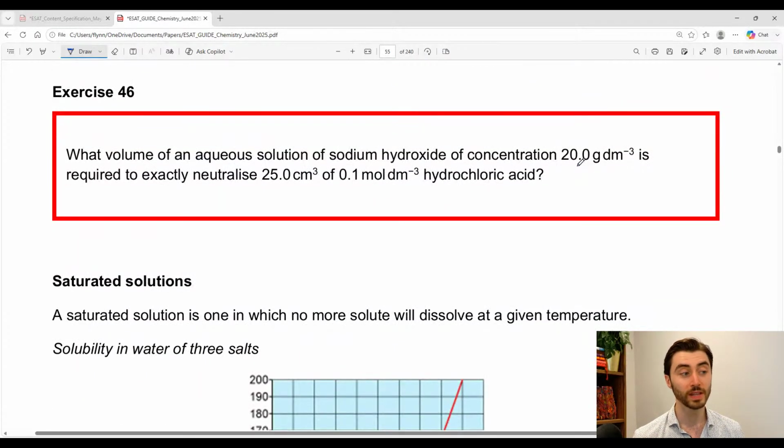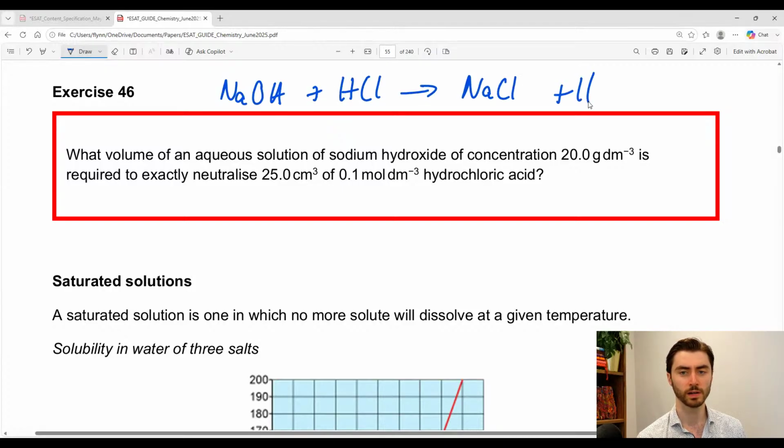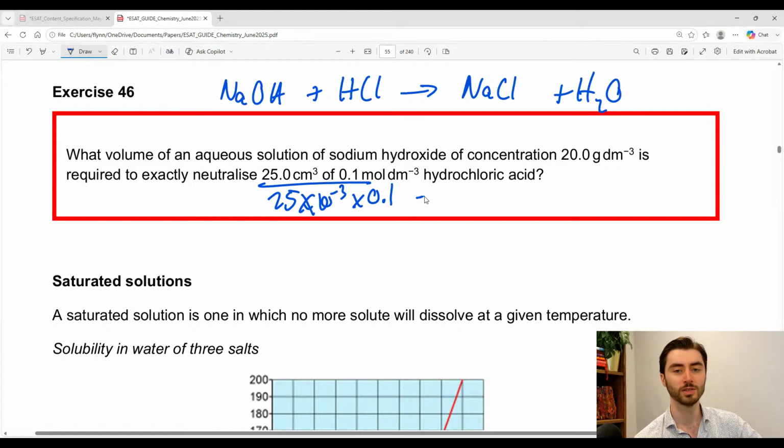I'm really curious to mark these up actually at the end. So what volume of aqueous? Again, we've got sodium hydroxide and hydrochloric acid. Nothing special there. NaCl and water. Here, 25 times 10 to the minus 3. These just become so quick after a while. So that's the number of moles of hydrochloric acid, so it's also the number of moles of sodium hydroxide.